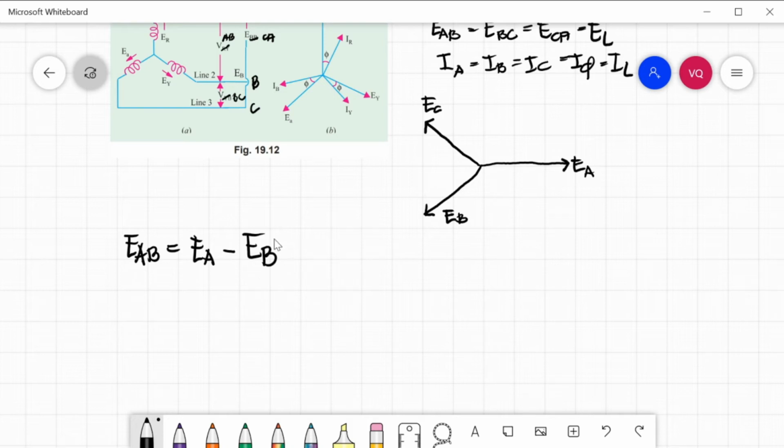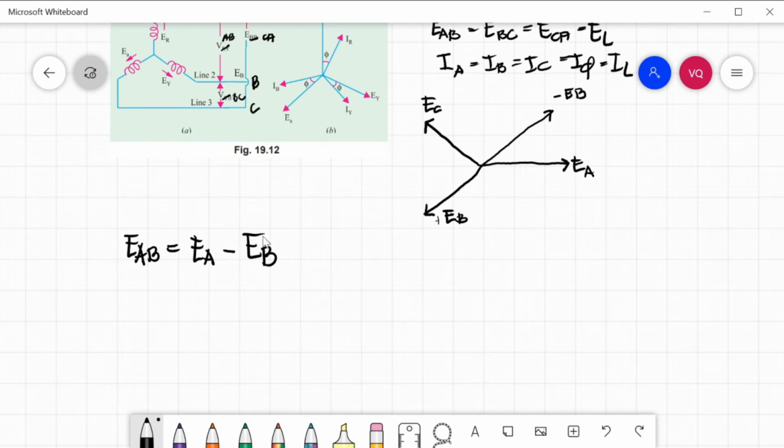In the vector diagram, line negative EB is just the negation of your positive EB. So this is positive. We will get the negation of this one, and it will be 180 degrees with respect to positive EB. So this will be your negative EB. If we add these two vectors, we will get voltage EAB.